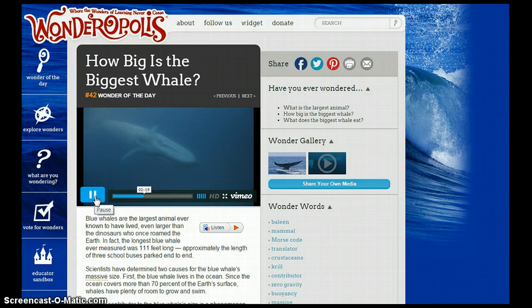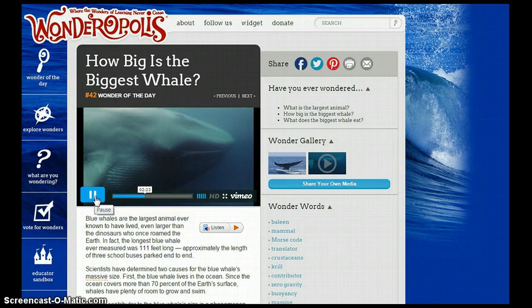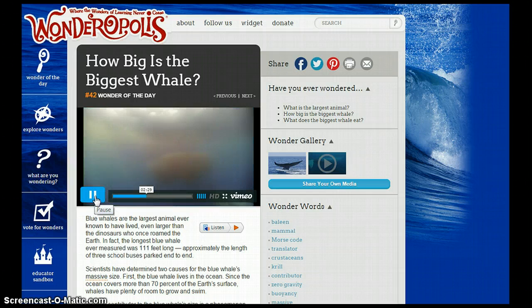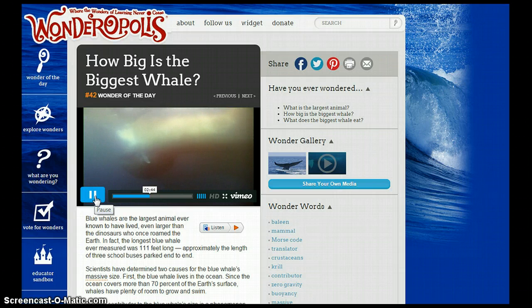Wow, there it is. Look at the size of its mouth. Is that the baleen? Oh, looks like he's got his mouth open. He's gonna eat him. Look how he flips upside down.